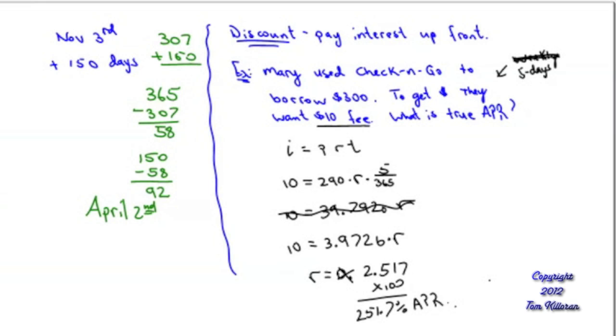Alright, so that's discount note. Next up, 8.3. You're going to hate this, and I know it. So the next one up is how banks kind of work in certain situations. Interest.